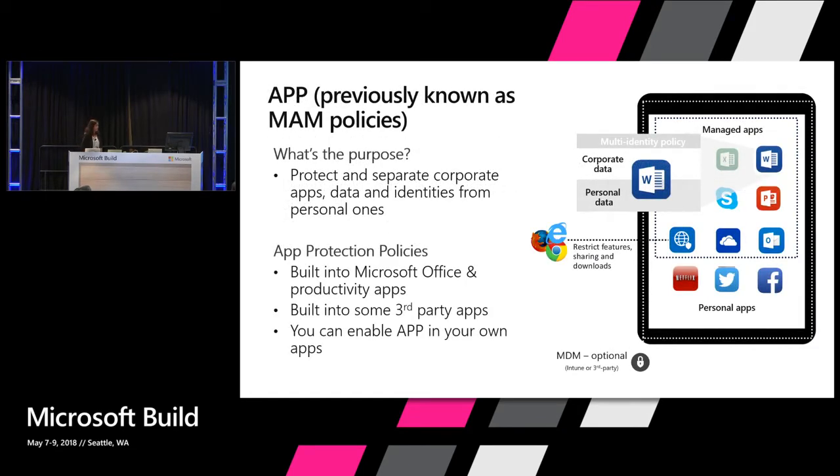So what are Intune app protection policies? So I think this diagram does a pretty good job of explaining what we're trying to enable. We're trying to protect and separate corporate apps, data, and identities from personal ones. So for apps like Word, Excel, and PowerPoint, which have the multi-identity concept, we tie any corporate app protection policies to the corporate identity, and the personal data stay separate. So you can apply selective wipes to just your corporate identity and any related data on the device that's tied to that corporate identity. As I mentioned before, app protection policies are built into Microsoft Office and productivity apps.